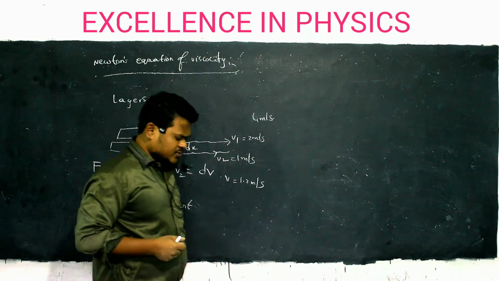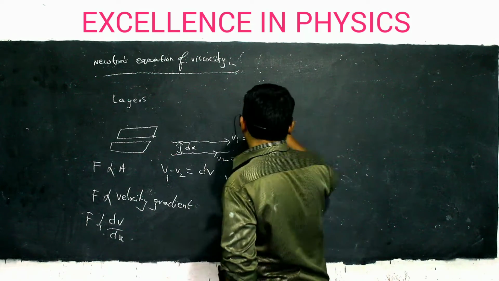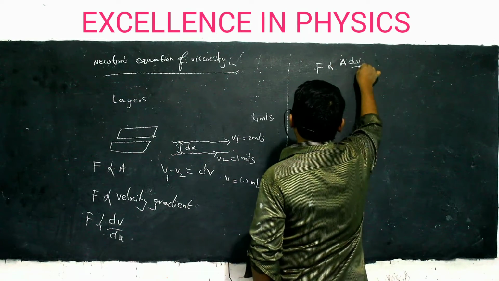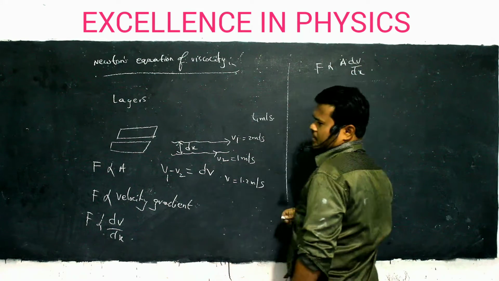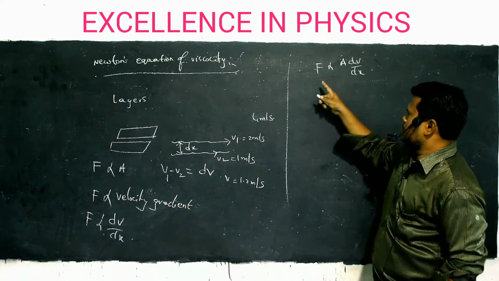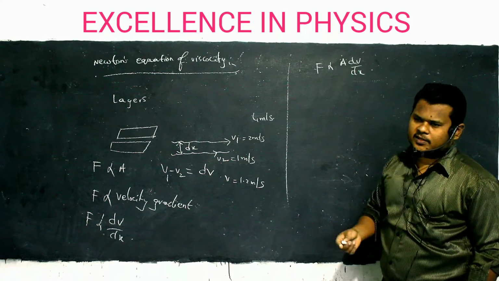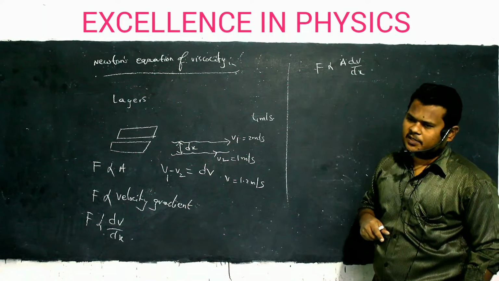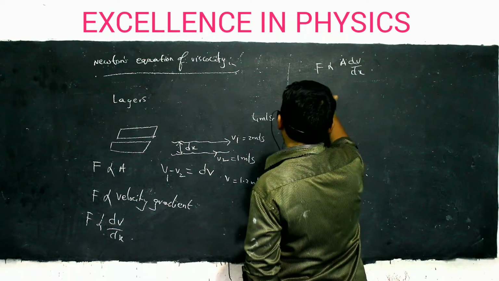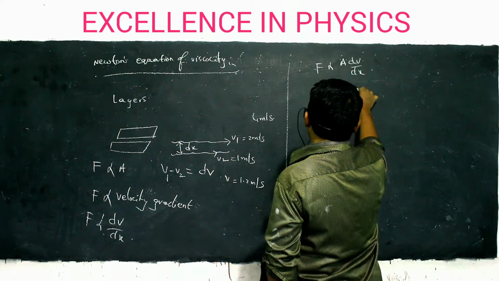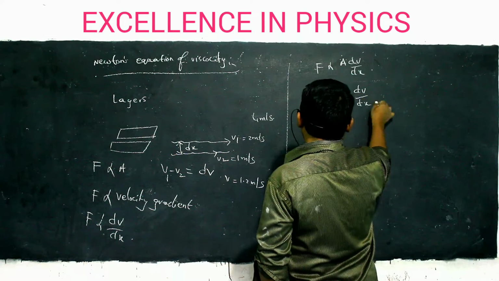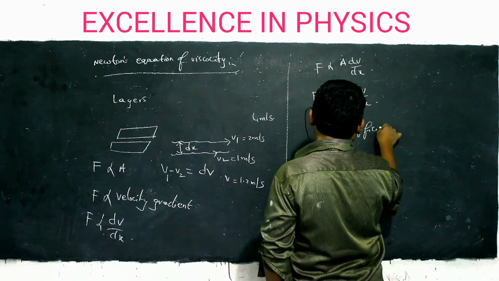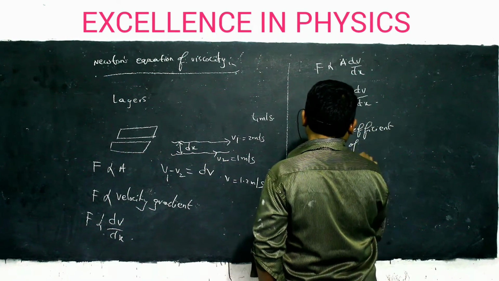So if I combine both of them, how can I write? I can write F is proportional to A dV divided by dx. Okay. And for this, we should introduce one constant to remove the proportionality symbol. And what is that constant? That constant is eta, F equals eta A dV divided by dx, where eta is called the coefficient of viscosity.